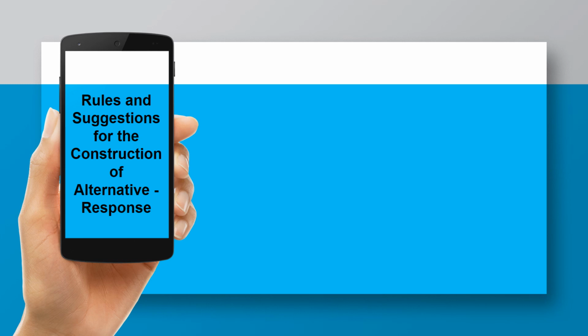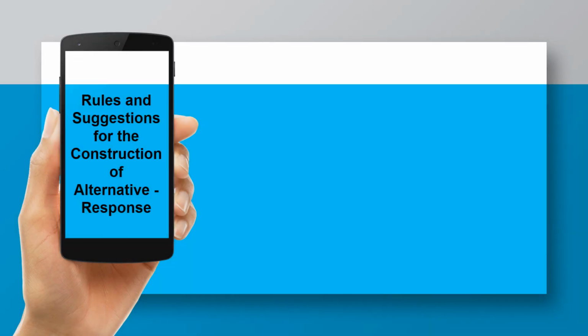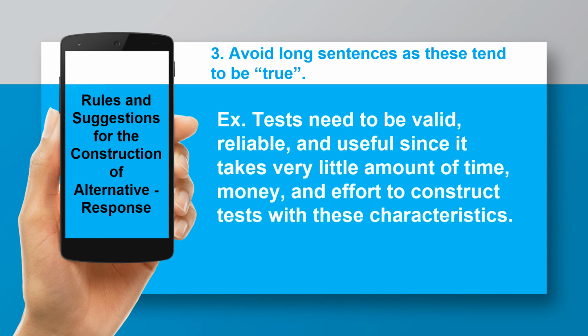3. Avoid long sentences as these tend to be true. Like the example. But not all long sentences are either always true or false. You should also ensure that the ideas in the statement have an agreement, so as to have only one answer for that item. Like for example, the first part of this statement is true but the second part is false. So there is no definite answer for this one.